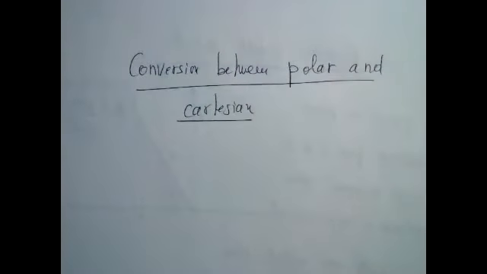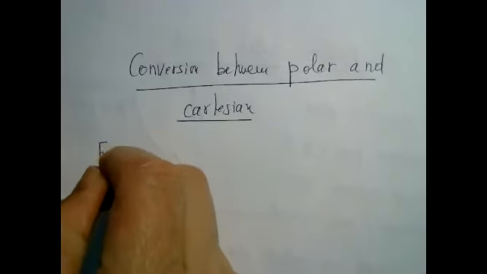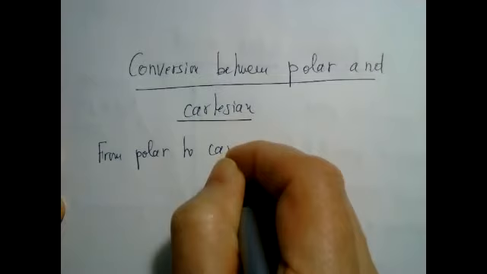All right. So let us remember how this works. Suppose I know the polar, I want to find the Cartesian. So I'm going to go from polar first, because that's the easiest, polar to Cartesian.